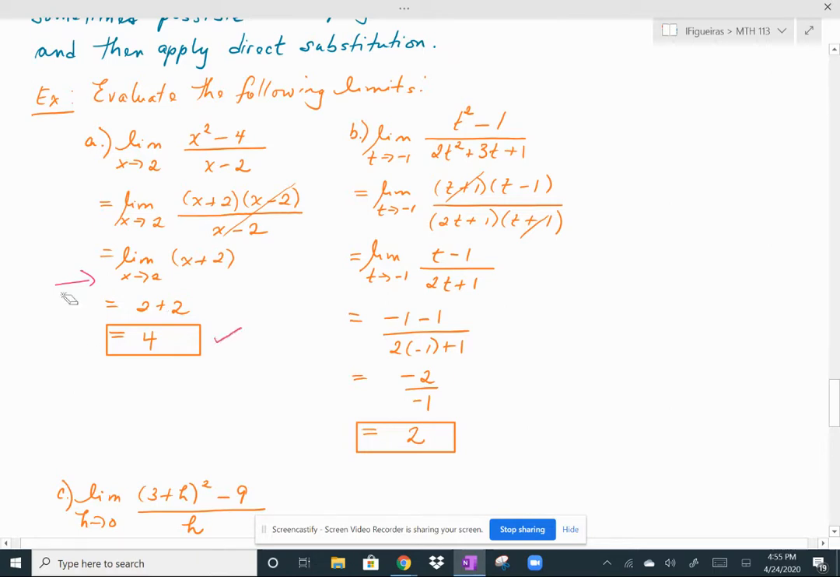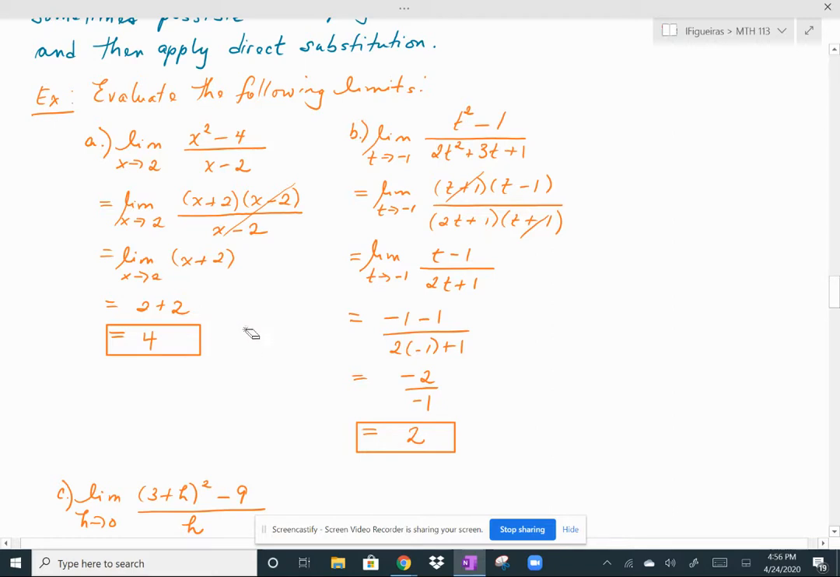So notice that I wrote the limit down throughout the time that I was simplifying, and the only time I stop writing the limit is when I apply direct substitution right here in this line. So that's the way your notation should be done with regards to limits.